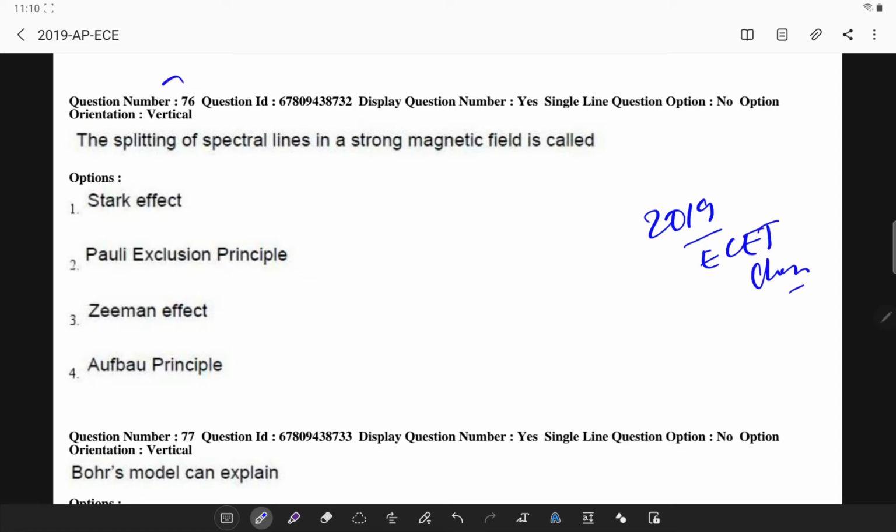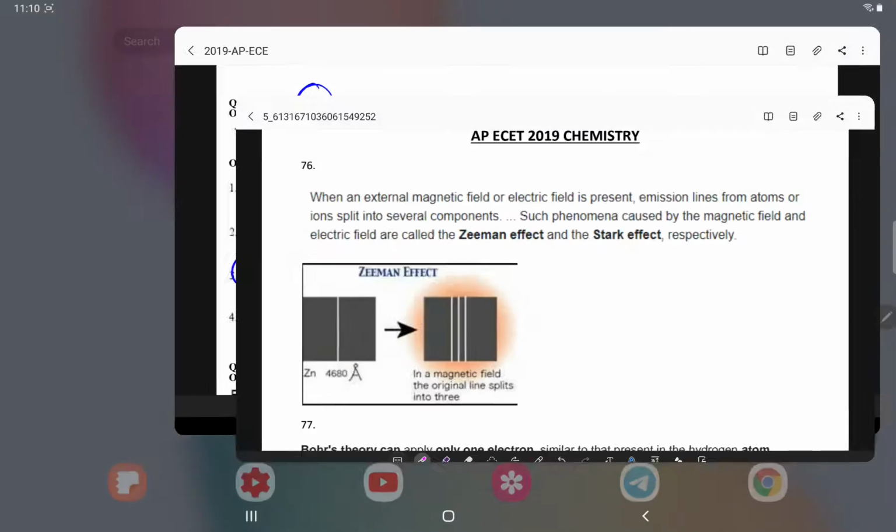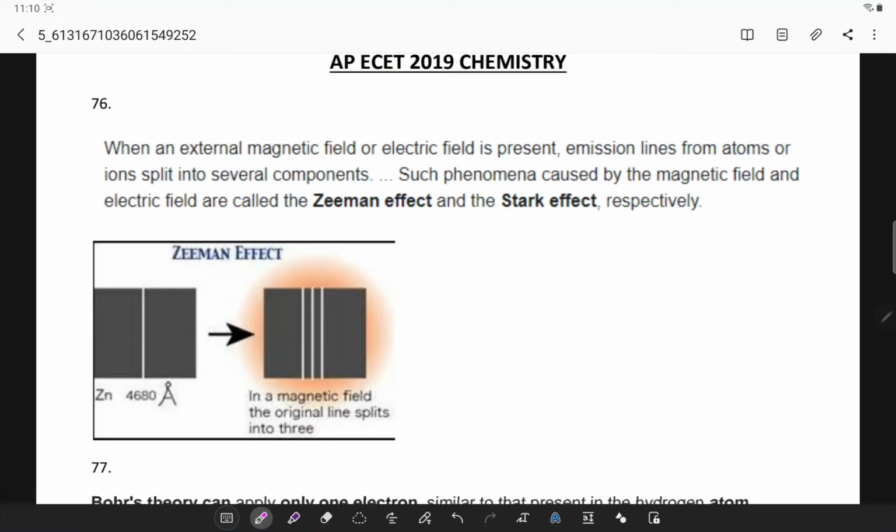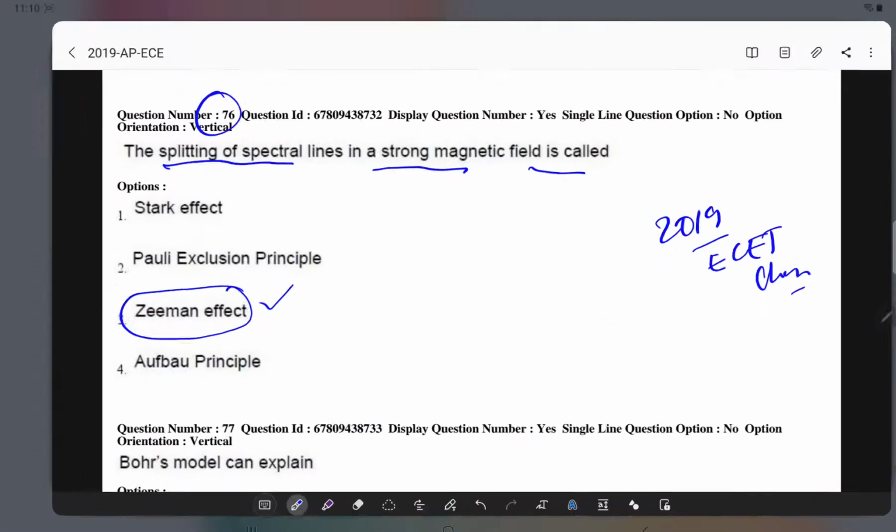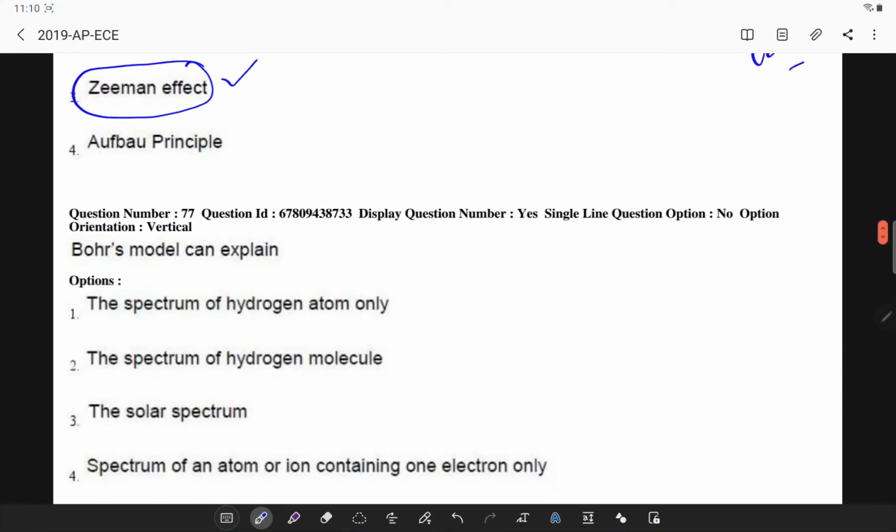So the first question: the splitting of spectral lines in a strong magnetic field is called the Zeeman effect. We'll let you know why exactly it is. When an external magnetic field or an electric field is present, emission lines from atoms are split into several components. That is called the Zeeman effect. This is how it looks in the case of zinc. So next question.